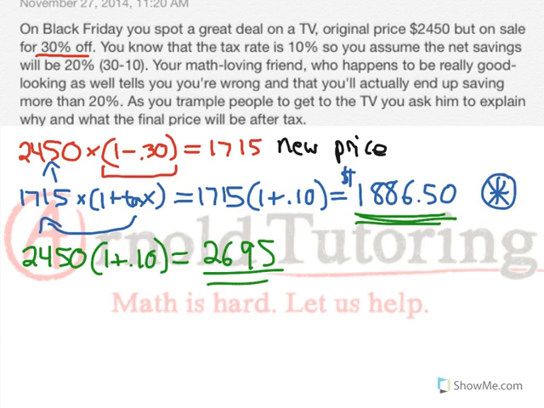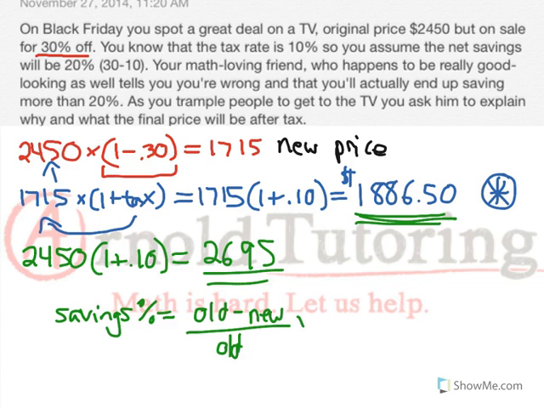How do we calculate our savings percentage? That's a simple formula. Savings percentage equals old minus new over old, times 100. What this means is the old or original price minus the new price, because that old minus new on top is just going to be your dollar savings. So it's $26.95 minus $18.86, over the $26.95.